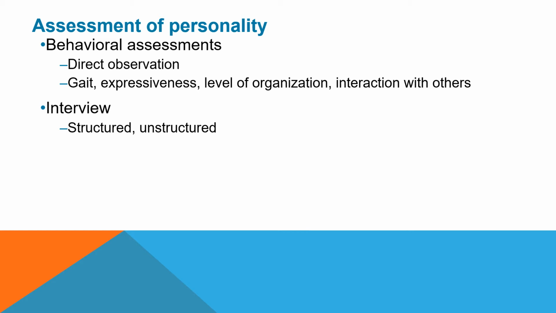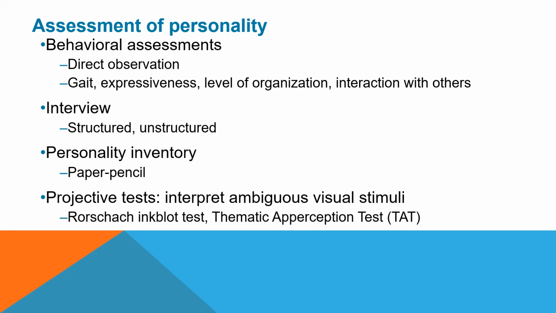Sometimes you can give people a structured or unstructured interview in order to determine their personality. So there's various interview models out there and scripts out there that you can follow in order to determine someone's personality. There's also personality inventories. We're going to get into some details about different types of personality inventories on later slides, but that would be a paper pencil measure. And then there's projective tests. Projective tests are where you're shown a picture that is ambiguous and asked to interpret it. So a Rorschach inkblot test would be an example of a projective test, as would a thematic apperception test. So I'm going to show you some examples of projective tests, and then we're going to loop back around to personality inventories.